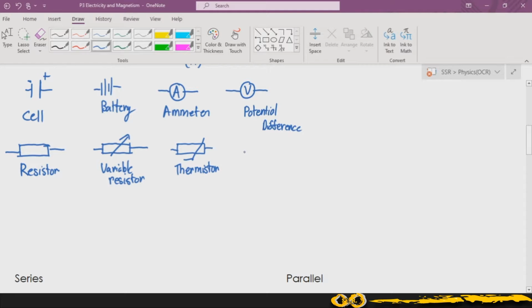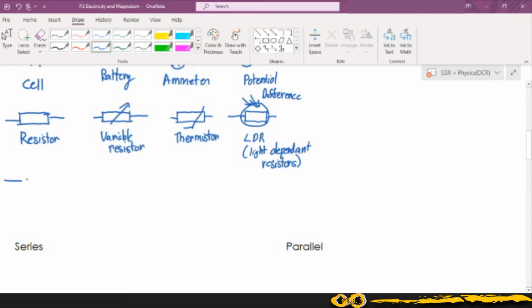There are resistors that are sensitive to light, and those will have two arrows indicating rays of light coming in, and these are known as LDRs, or light dependent resistors. The next symbols that you'll need to deal with are the lamp and the motor.